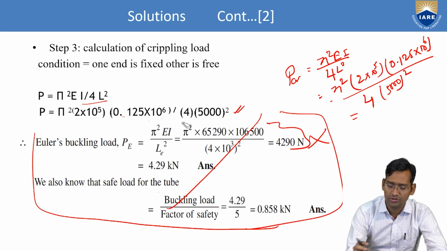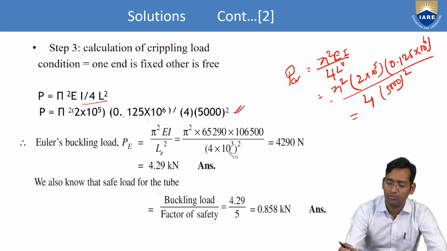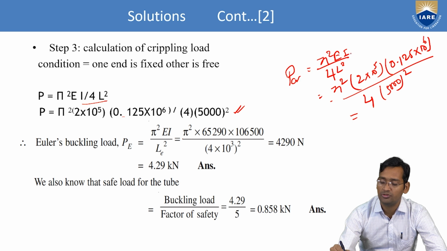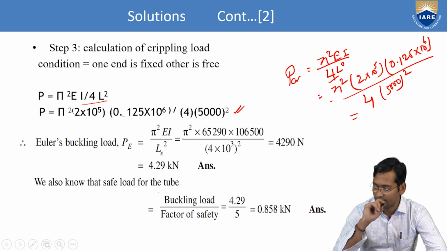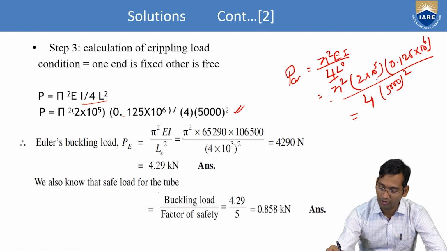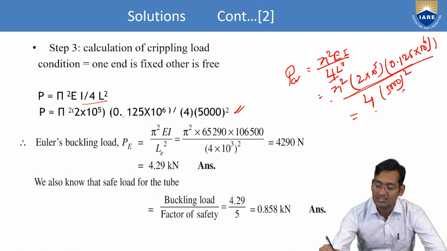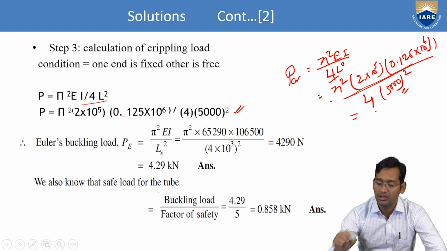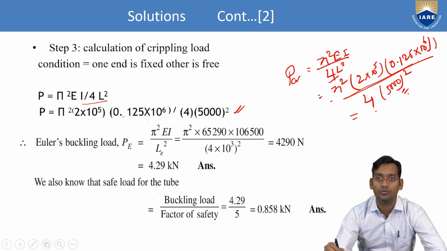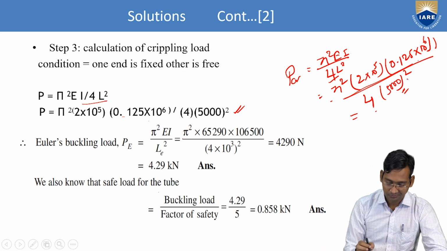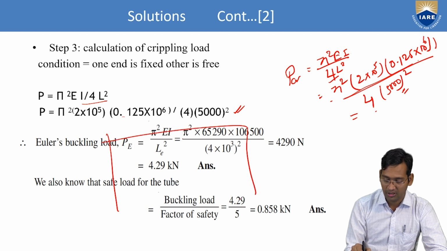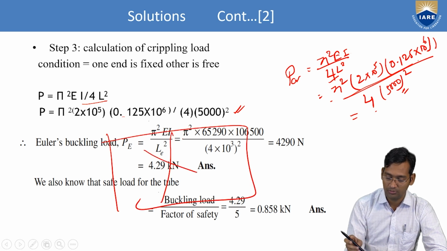Now put it in the formula. P equals pi square EI by 4L square. So pi square into 2 into 10 to the power 5 into 0.125 into 10 to the power 6, divided by 4 into 5000 square. Either you can simplify this, or you can simply put it into the calculator directly and you will get the answer. So this is not part of this question, so just remove this one.